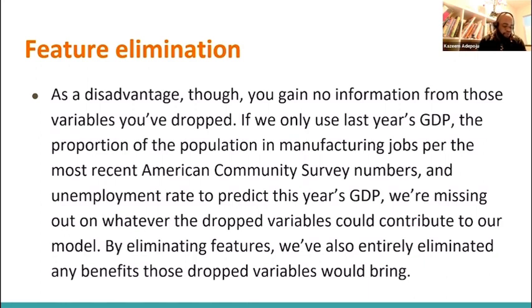That's what we're missing out. And by eliminating features, we also entirely eliminated any benefits those dropped variables would bring. Let me tell you this. When you are pursuing a predictive goal, you need a lot of variables to do that, because in a predictive goal you are not interested in explanation, so you don't need interpretation. You don't need the effect of one variable on another variable. What you basically want is the best prediction.